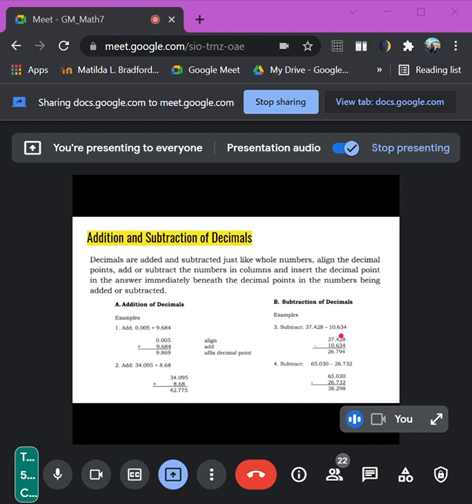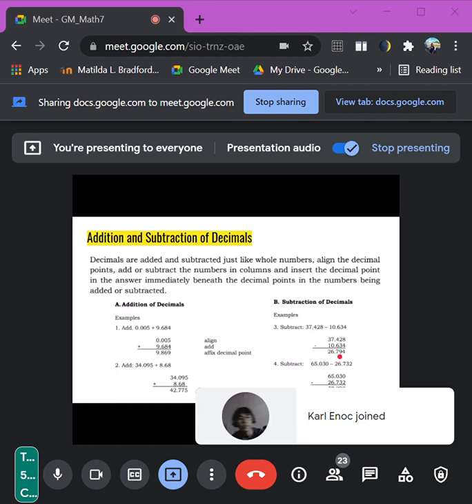And then 3 is the 4 here, so it can't be subtracted to 6. So, we borrow. 7 will become 6, and then 3 will become 13. 13 minus 6, that is 7. And then this one, 6 minus 0, that is 6. 2 minus 1, that is 2. Then, we just put the decimal point.